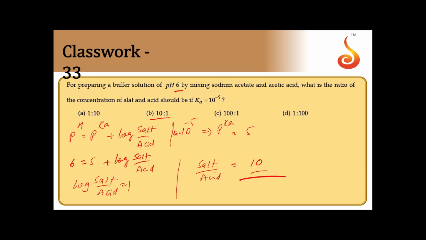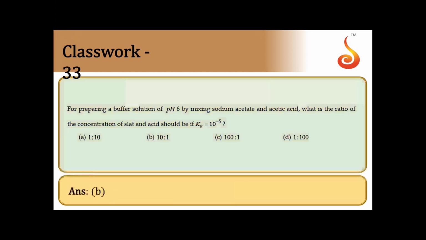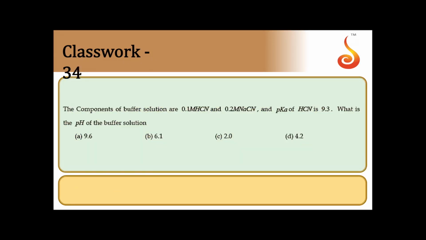So we found pKa from the Ka value, pKa is 5, and pH is given to us. So pH is equal to pKa plus log of salt by acid, and then we got log of salt by acid as 1. So antilog of 1 will be equal to 10. The answer is 10 is to 1, option B.